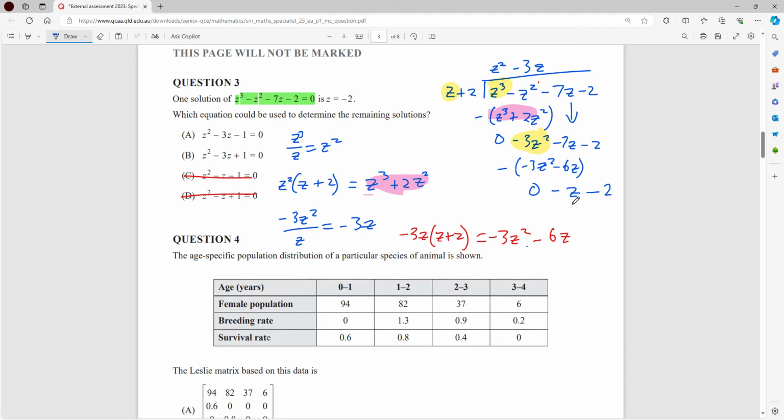Then it's negative 1, negative z divided by z, this bit here divided by this bit here, which gives you negative 1. And we can see straight away, we don't even have to finish it, we've got our answer up here. So the correct answer to this one here would be A, okay?